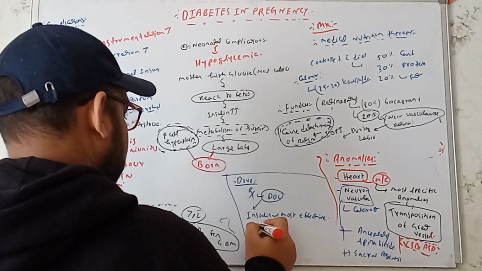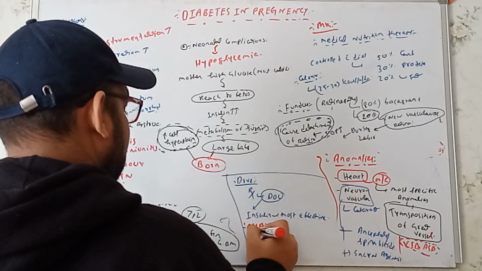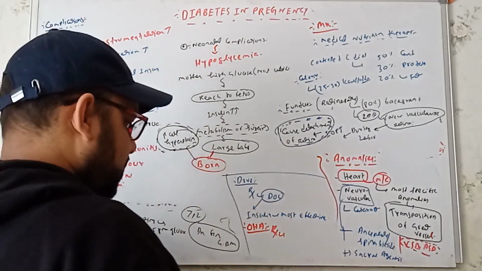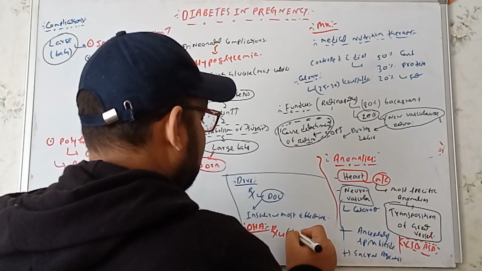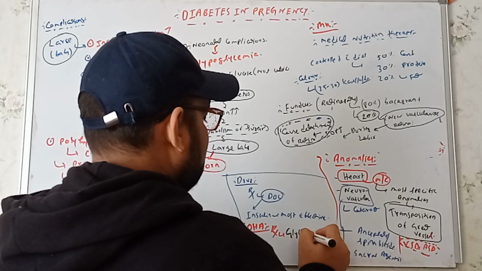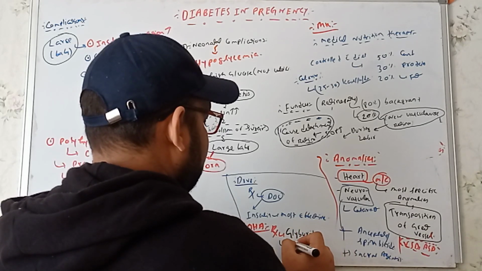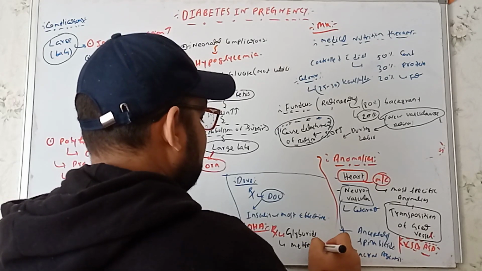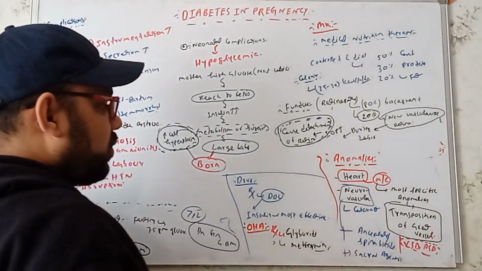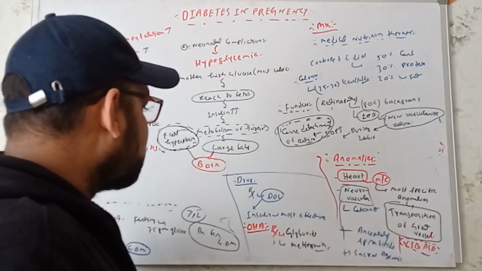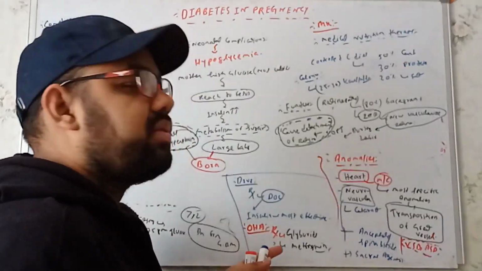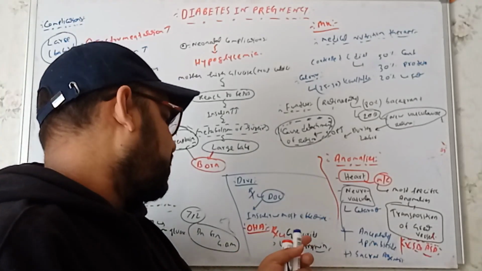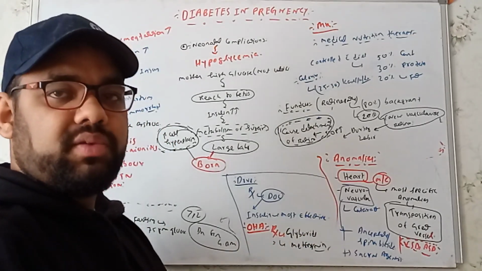We can also use oral hypoglycemic agents, and in that case we can use glyburide, or we can use metformin. So what did I say? In terms of the drugs, the drug of choice is insulin. That's the most effective one. Apart from that, we can use oral hypoglycemic agents. We can go for glyburide. We can also use metformin over here.